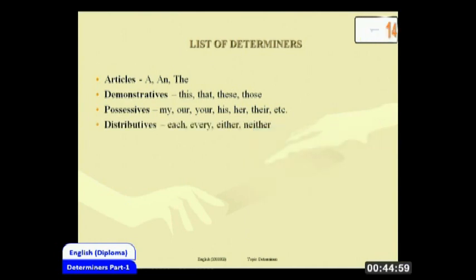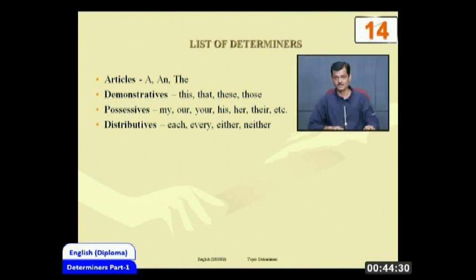Next, distributives. The words each, every, either, neither, they also come under the category of determiners. Specifically, we have given the name distributives to them because they suggest distribution. Each student, every student, either teacher, neither student. So in these examples, each, every, either and neither, they are determiners.